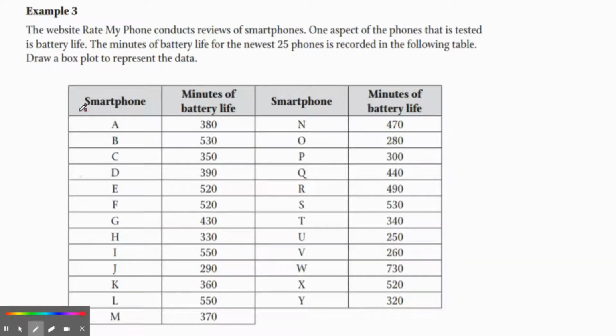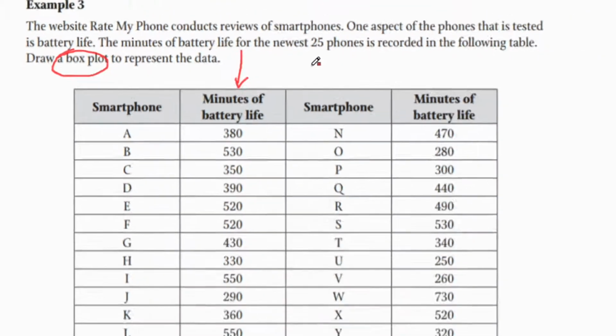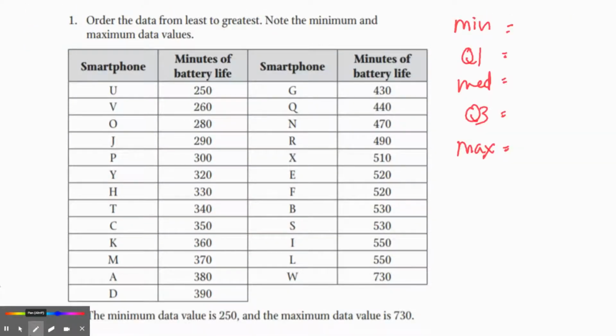And for our last example, we're going to be creating a box plot, which is going to be describing our distribution of minutes of battery life for different smartphones. First step in making a box plot is to order the data from least to greatest. This will help us find the 5-number summary. The 2 easiest values to find are the minimum and maximum. The minimum here is 250, the maximum is 730.